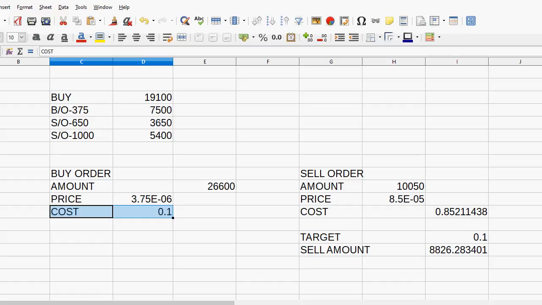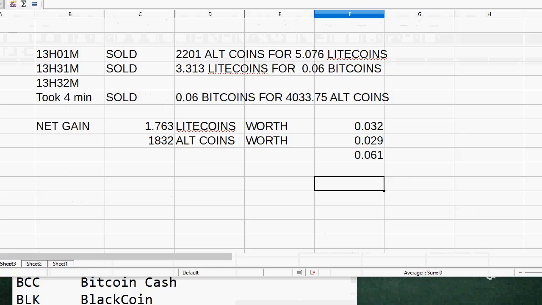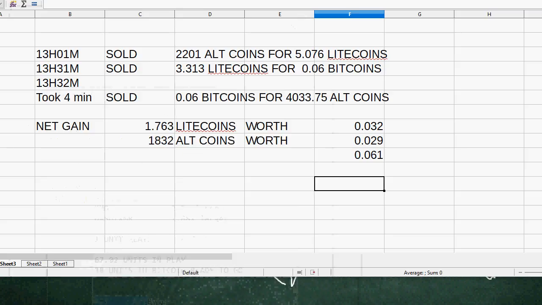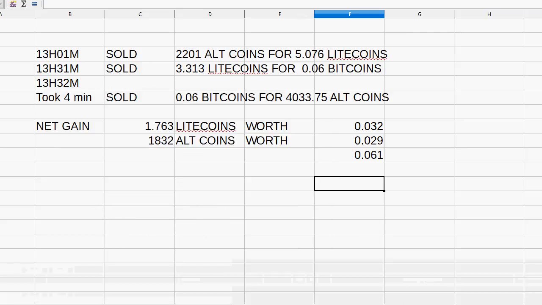And I had an amazing trade today, a Litecoin market opening on Cryptopia, and on the first day of the market, I made my day's pay basically. At 1300 hours and 1 minute, I sold 2,201 of an altcoin, and I received a little over 5 Litecoins for such in the Litecoin base market. It was an amazing deal.